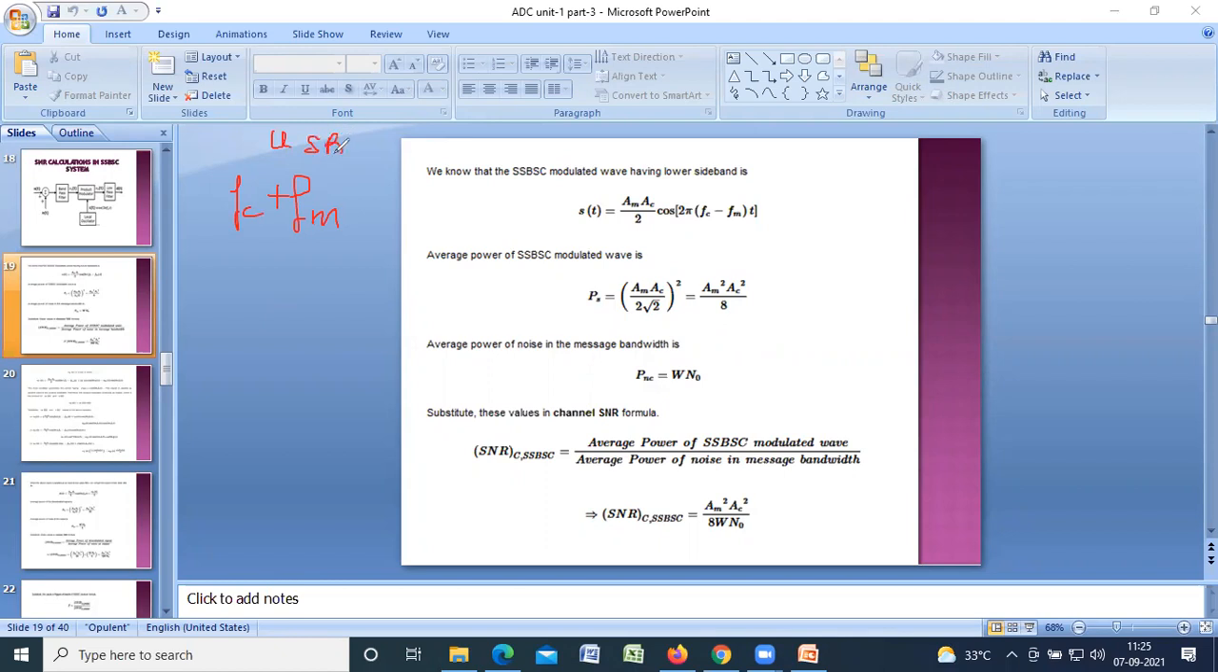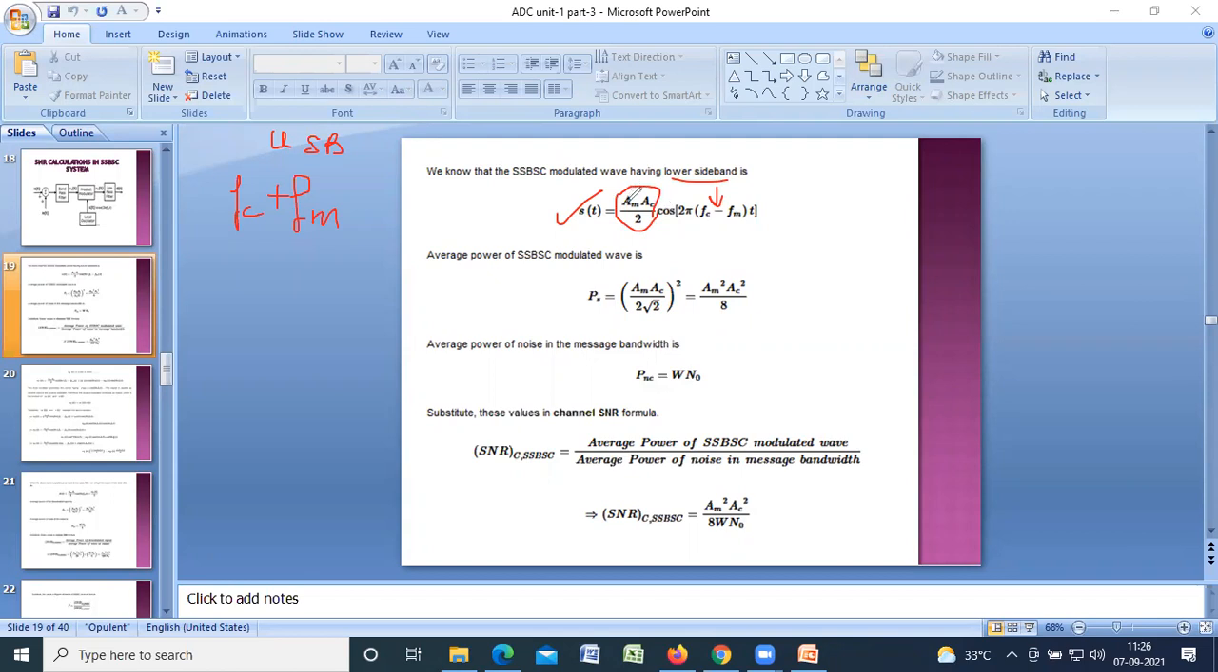And here we have assumed lower sideband. That's why here FC minus FM. That is the single sideband suppressed carrier modulated wave, AM AC by 2 cos 2 pi FC minus FM into T. Is it clear why AM AC by 2? Because we are talking about one band. Is that clear, students?